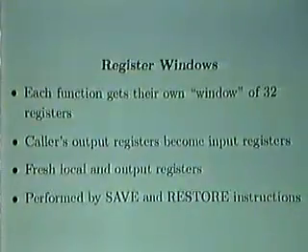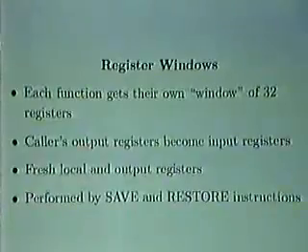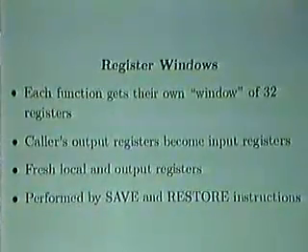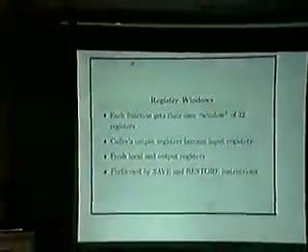The caller's output registers become the input registers in the next function, and these are all handled by the save and restore instructions. The save and restore instructions allocate your new register set, and they also allocate the space on the stack.